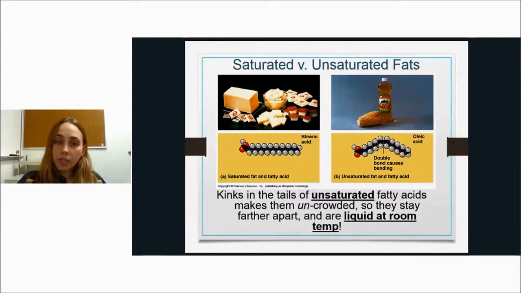Saturated versus unsaturated fats. Saturated fats are on the left. I've talked about it a couple times, but they are carbon chains filled with as many hydrogens as possible, and they're going to be solid at room temperature like butter. The unsaturated fatty acids on the right have double bonds that cause them to bend and kink. They're not crowded, so they stay liquid at room temperature like canola oil, vegetable oil, olive oil.